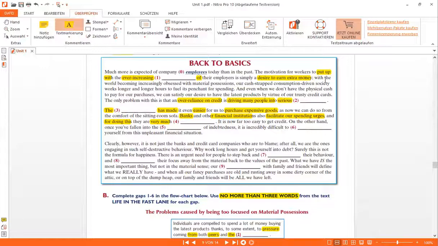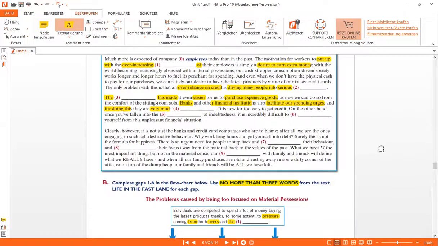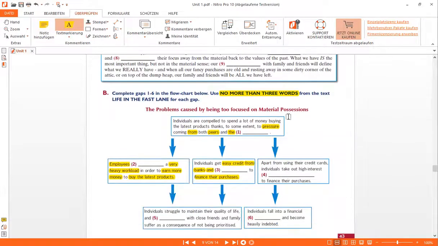Guide yourself with keywords directly before and after the gap, as well as in the sentence with the gap. Again, use no more than 3 words from the text to fit the gap. It's the same strategy as before. Highlight your keywords and then go to the text and look for the keywords and then try to figure out the answers to the questions.